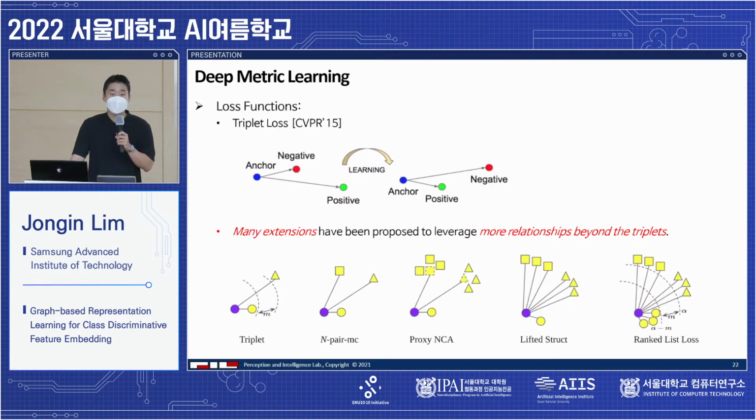Recently, many attempts have been made to design optimal loss functions for deep metric learning. Triplet loss is a seminal example, and many extensions have been made to leverage more relationships beyond the triplet.